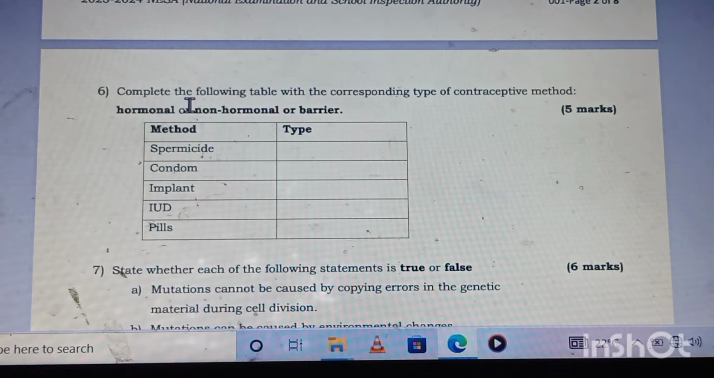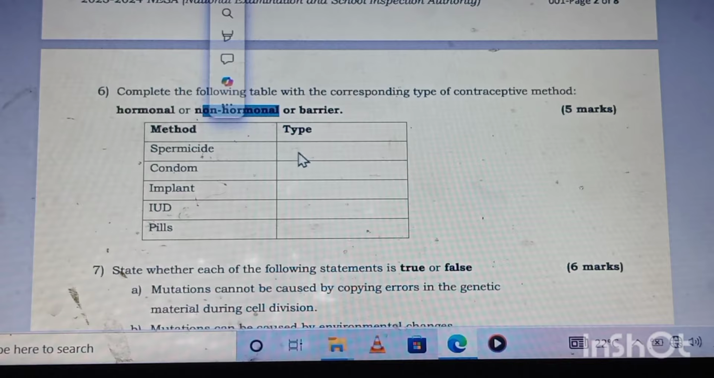Question number 6. Complete the following table with the corresponding types of contraceptive methods or family planning. Here we have hormonal, non-hormonal, or barriers. Let me start with A. Spermicide. Is it hormonal, non-hormonal or barriers? Spermicide, the correct answer is non-hormonal.